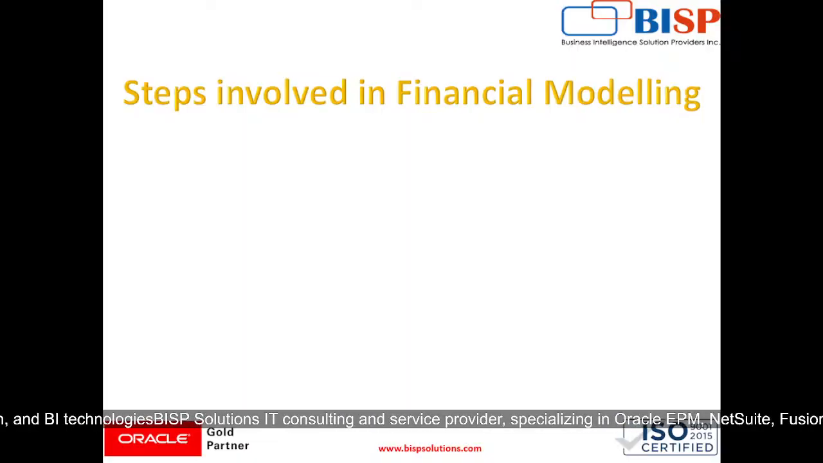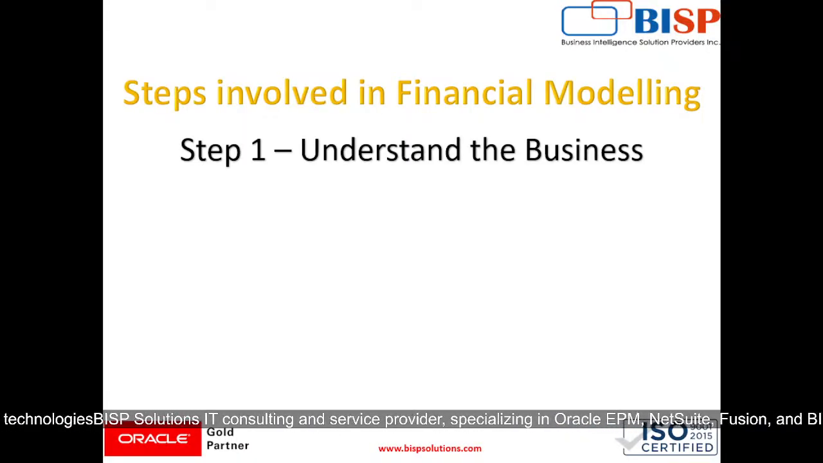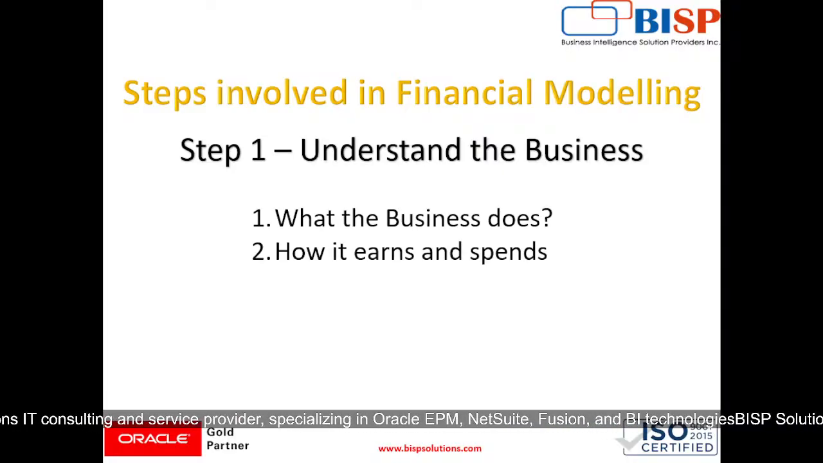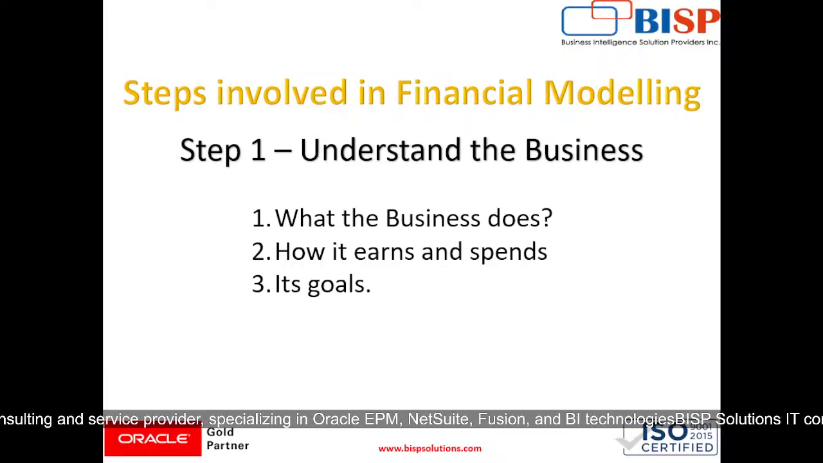The steps involved in financial modeling: the first step is to understand the business, which means we should know what the business does, how it earns and spends, and its goals. For example, if we are modeling a coffee shop, we should understand how many coffees are sold per day, what rent and salary cost there is, etc.